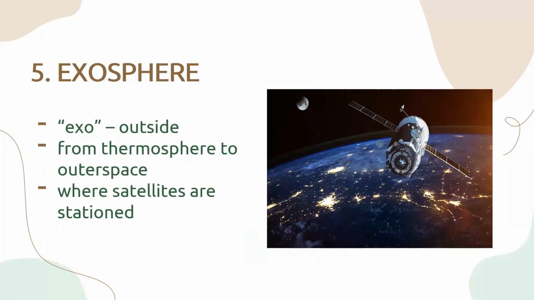Finally, the outermost layer of the atmosphere is exosphere. Exo means outside. It is more than 700 kilometers, maybe up to 10,000 kilometers from the surface of Earth with no clear boundary. This layer continues into outer space where gases can easily move due to weak gravitational pull. Due to its nature, the air here is very thin. Satellites are stationed in this area.